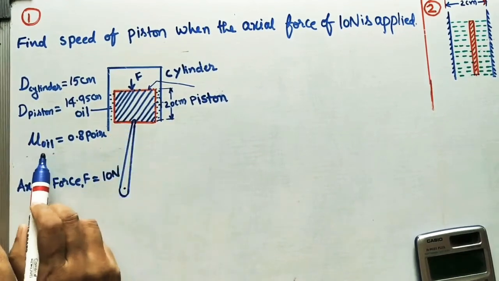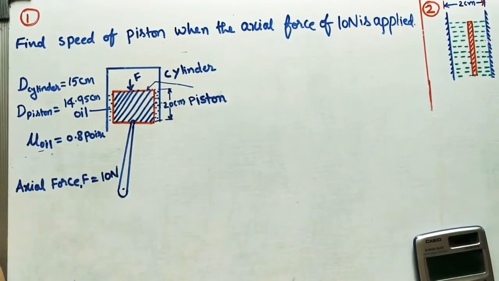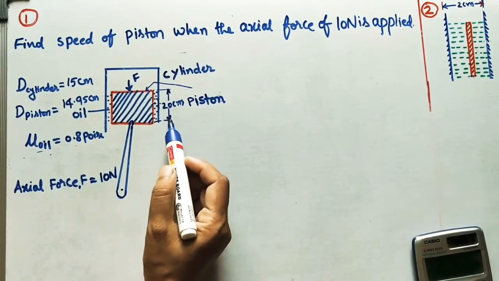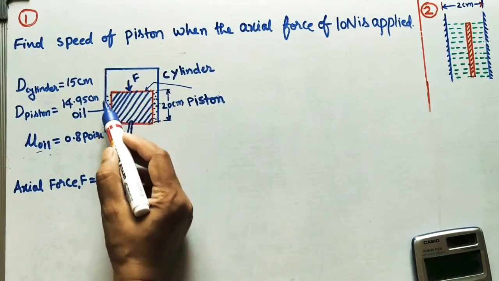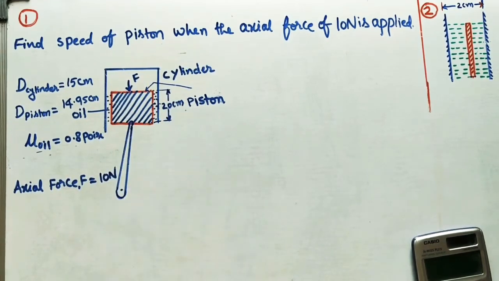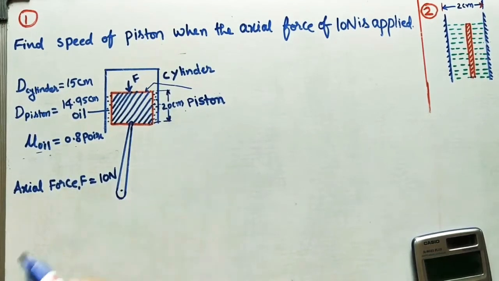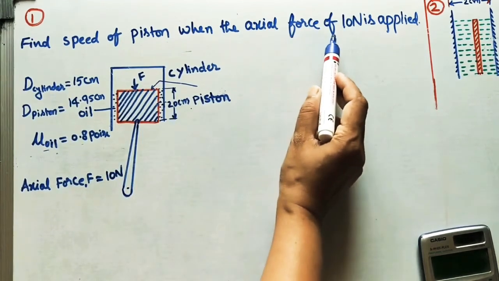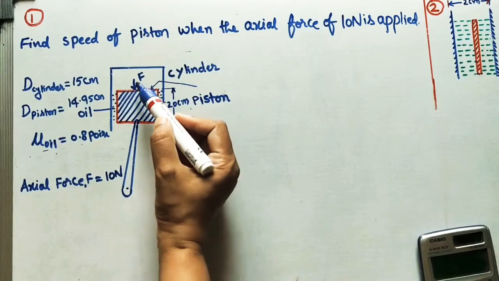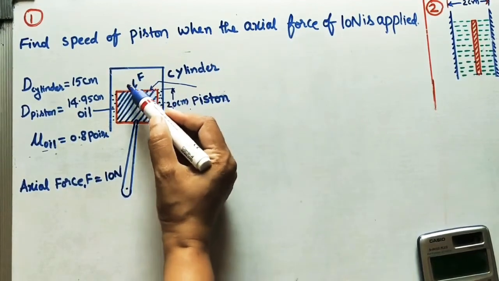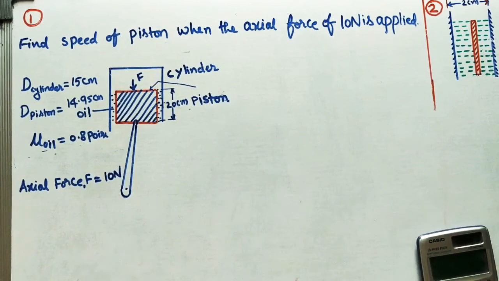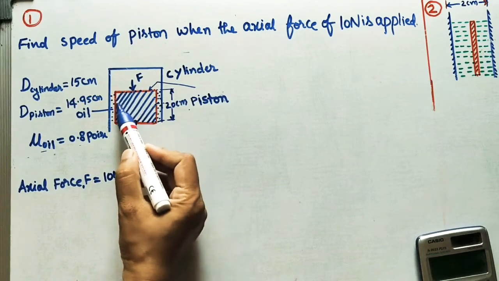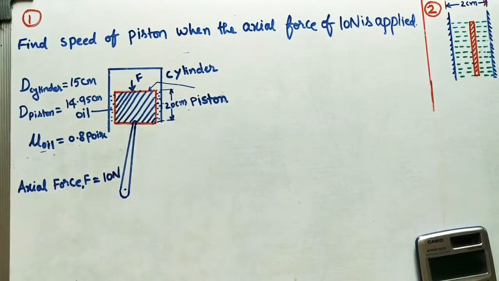This oil's dynamic viscosity is 0.8 poise. Now the length of the piston is given. This length is associated with this cylinder, it is 20 centimeter. We have to find the speed of the piston, the velocity of this piston, when an axial force of 10 Newton is applied. So the axial force F is equal to 10 Newtons. What we have to find is the velocity of this piston when the axial force is applied.